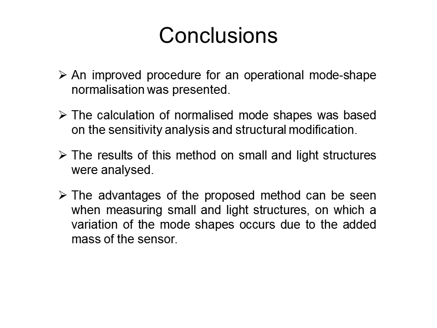This study presents an improved procedure for an operational mode shape normalization. This procedure takes into account the mode shape variation that occurs due to the additional mass of the accelerometer. The results of this method on small and light structures were analyzed. The measurement results on a sample of small dimensions and mass were compared with the numerical model and between the experimental and the operational modal analysis.